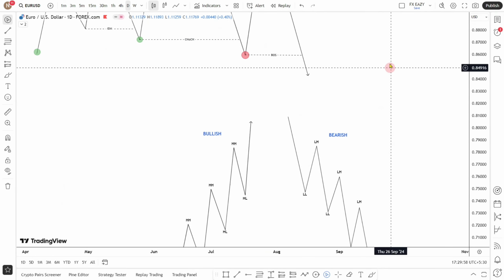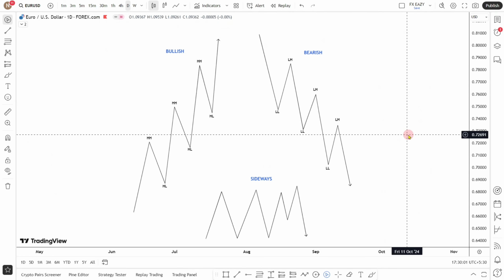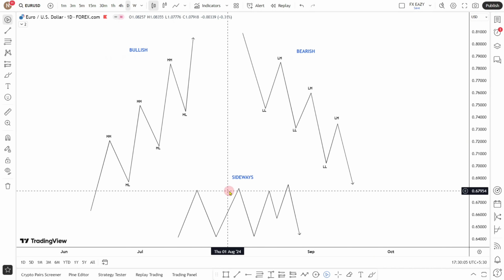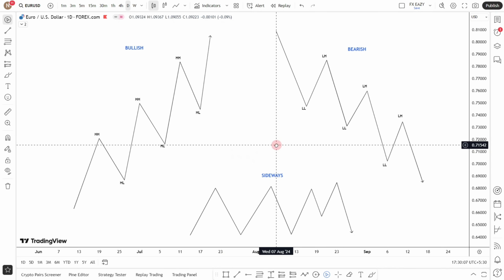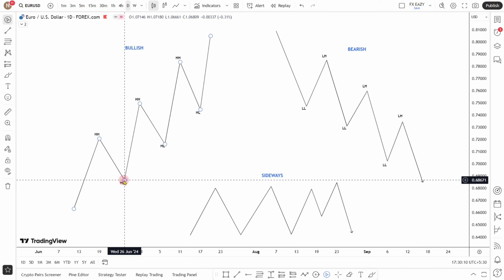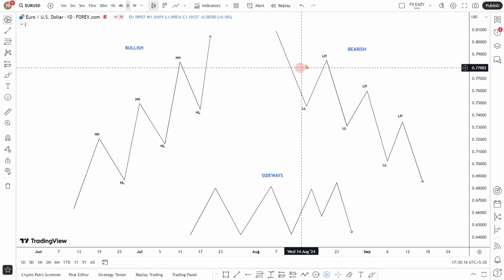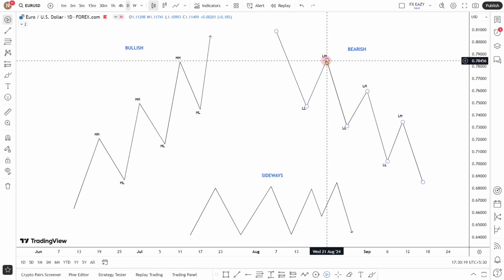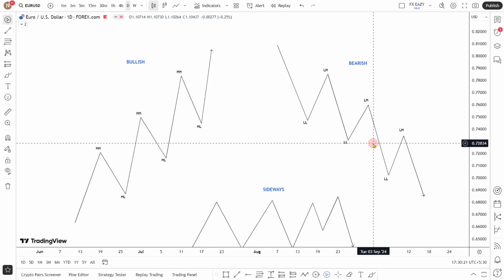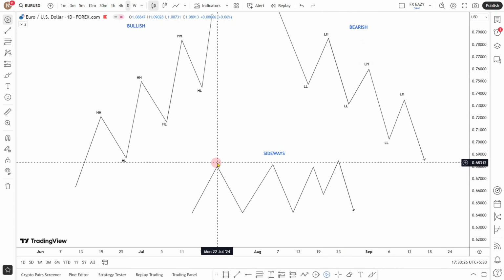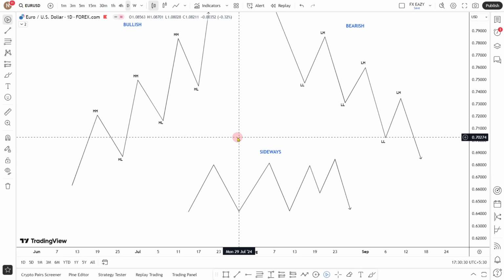So starting with this, basically we have three types of market. First is bullish, second is bearish, and one is sideways. In a bullish market, you will see that the market is making higher highs, higher lows, higher highs, higher lows. Whenever you see this, it is a bullish market. And when you see the market making lower lows and lower highs, then this is your bearish market. And a market in which you see equal highs or equal lows is a sideways market.